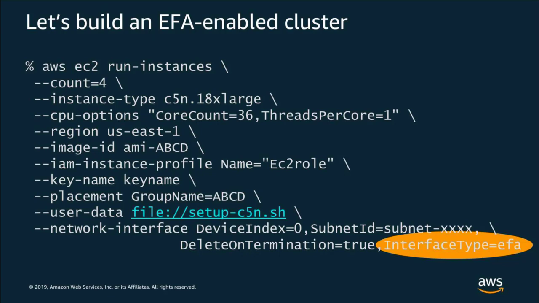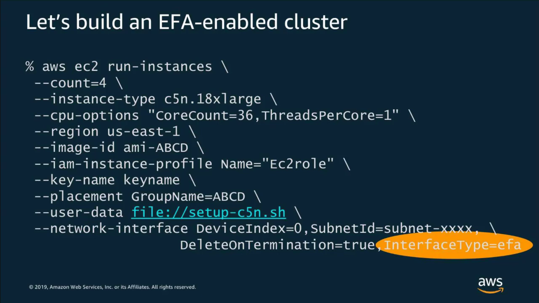When launched this way, without a security group specified, the instance will pick up the default security group. So make sure that the default security group, or whichever security group is chosen for your launch, includes the name of the security group itself in the ingress and egress rule. And that's it. That's all it takes to launch EFA.